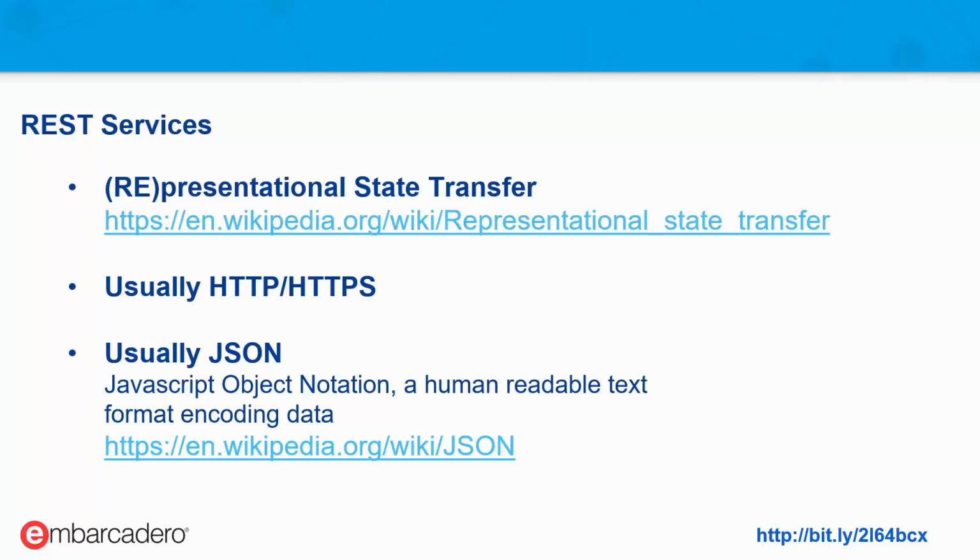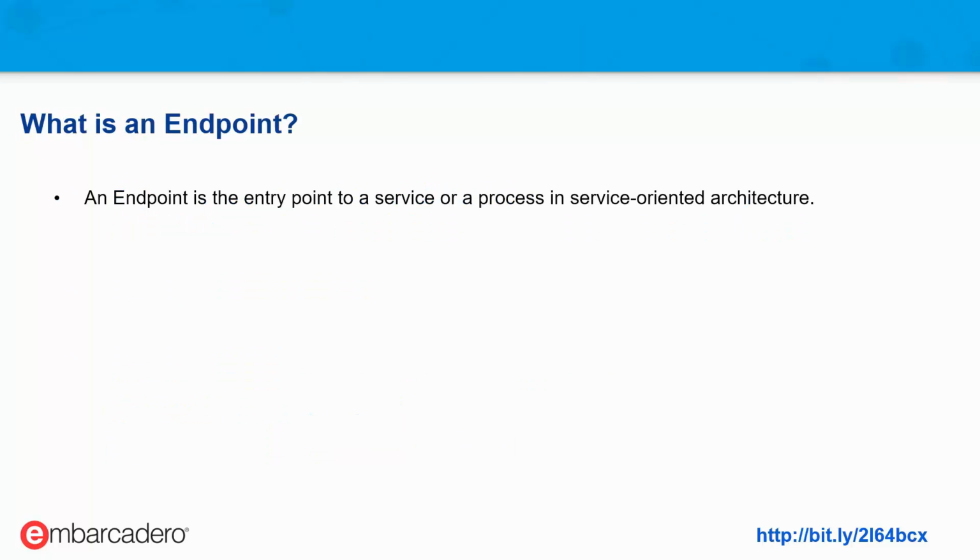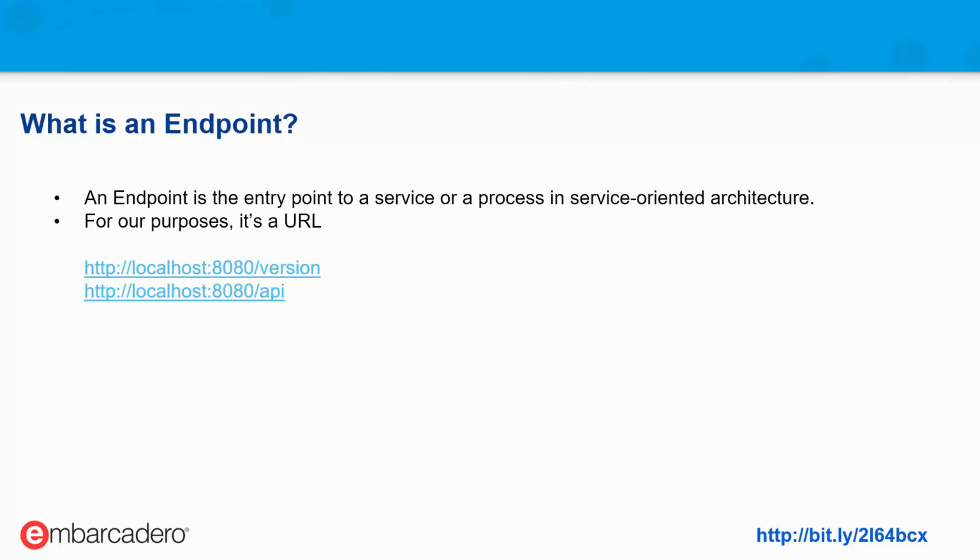JSON stands for JavaScript Object Notation and is a human-readable text format for encoding data. This forms the data transport protocol between a client and a server in a REST-based service architecture. So what's an endpoint? An endpoint is the entry point to a service or process in a service-oriented architecture. Or, for our purposes today, an endpoint is a URL.